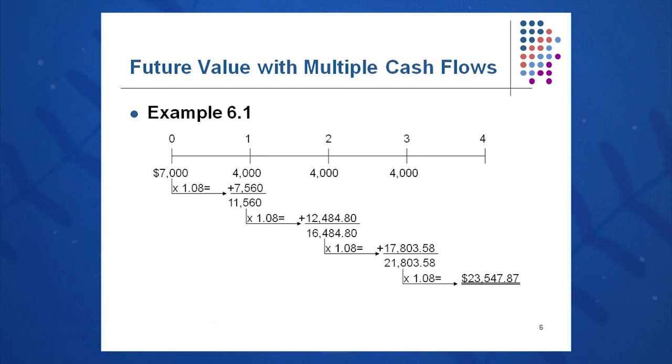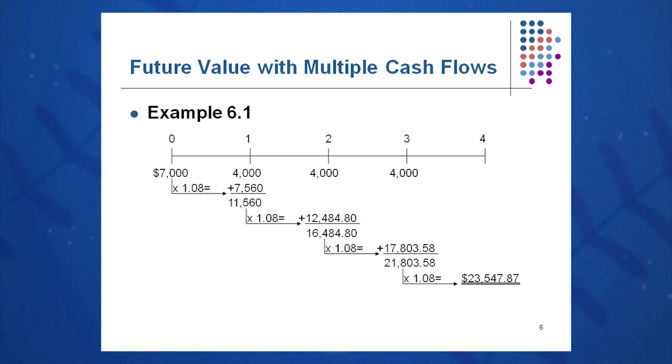Now, technically, even though we have $4,000 deposits, we have $7,000 today and zero in year four. So we really do not have an annuity. So we have to go back to session five and look at doing each one of these cash flows separately, one at a time, and compounding them out into the future to see what we have at the end of 3 years.